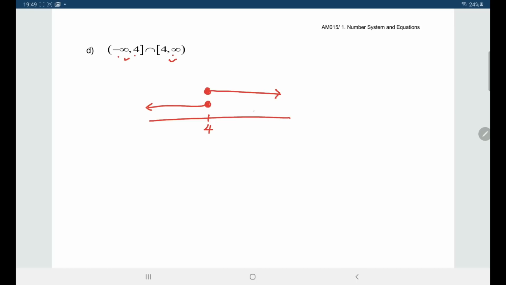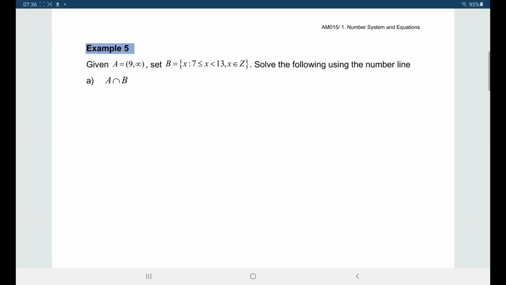Okay, so what's the solution? We join the relation. The sign is intersection. Okay, from the diagram, the intersection between the two intervals is number 4. So the solution set equals the set of number 4 only.